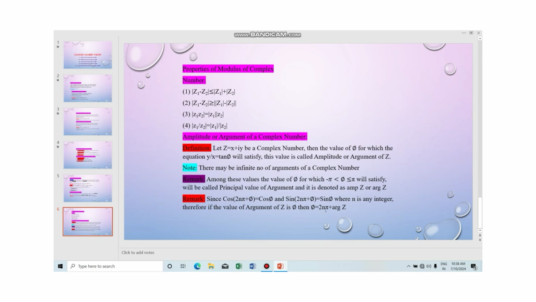In the next video, we will continue the lecture on complex numbers and we will solve some numericals related to complex numbers.